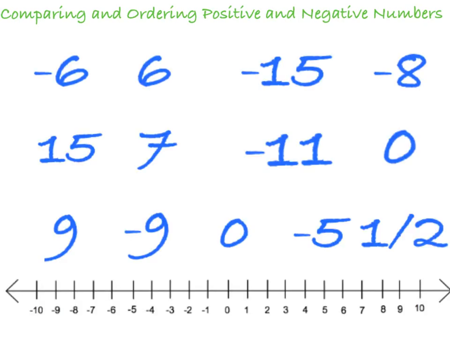Now, let's talk about comparing and ordering positive and negative numbers. We will be using a number line to help us begin this activity. Here are 6 sets of numbers that include both positives and negatives. The important thing to remember when comparing positive and negative numbers is that the further left you get on the number line, the smaller the number gets.